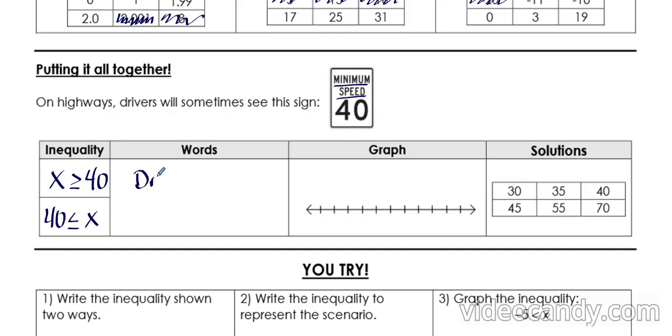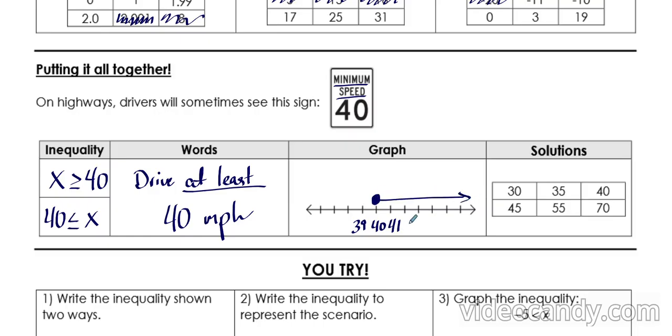So drivers must drive, I'm just going to say, drive at least 40 miles an hour. That implies you could drive 40 or faster. All right, I'm going to write a few numbers on this number line. Doesn't really matter where you put your numbers. I know I'm going to have a filled in circle at 40. You could travel 40 miles an hour, or you can go faster. Anything faster than 40, which is going to include 40, 45, 55, and 70.